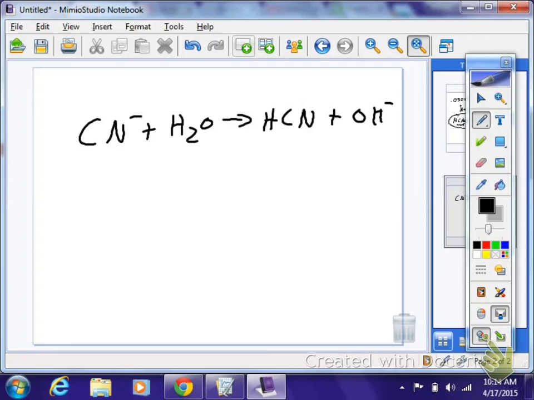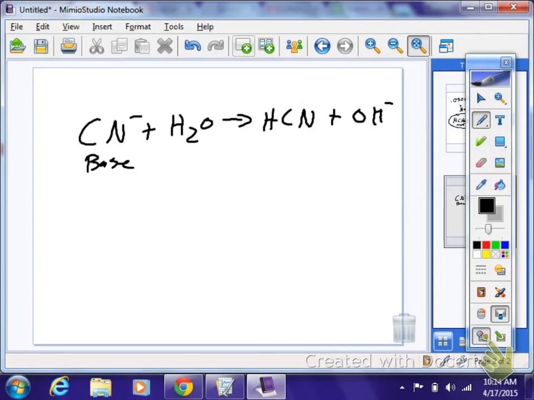Okay? So in this case, this CN minus is considered what? An acid or a base? Base. Okay, why is it a base? What's the definition that causes it to be a base? It receives the proton. So it's a proton receptor or acceptor. So this is the base.